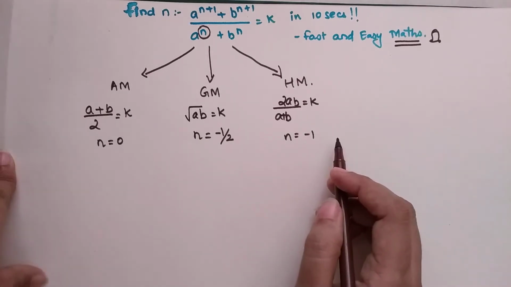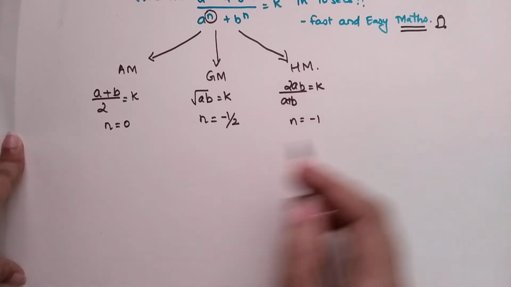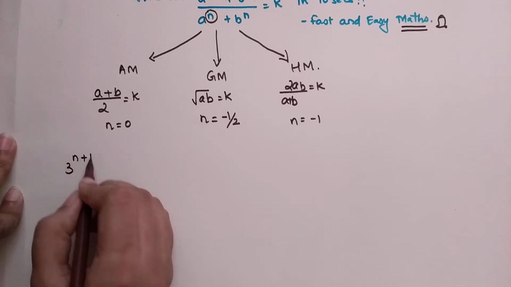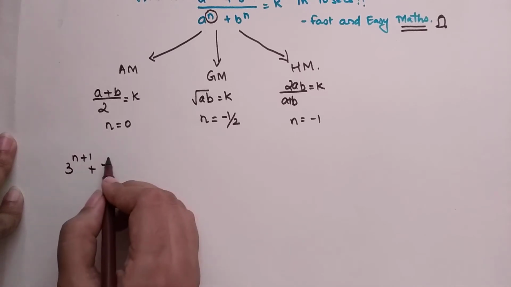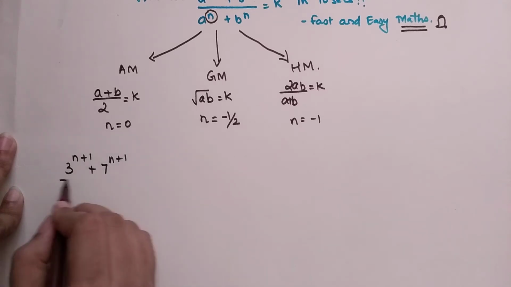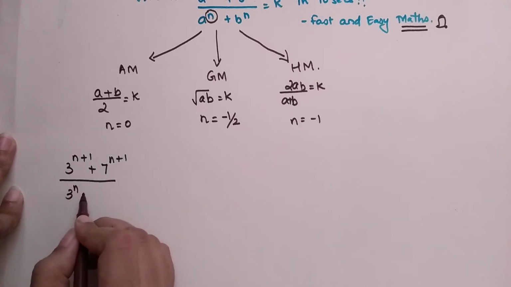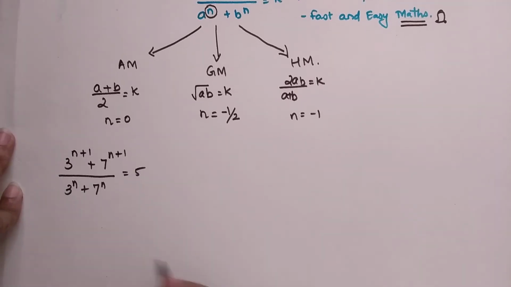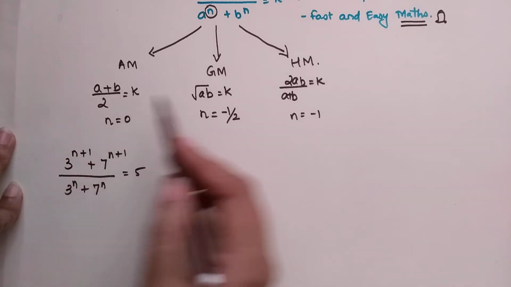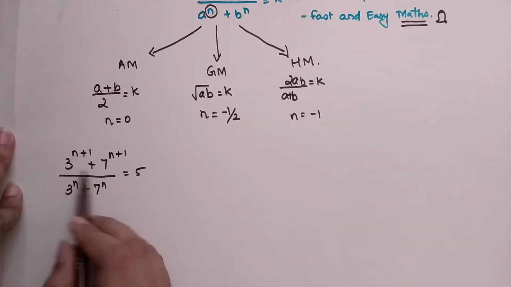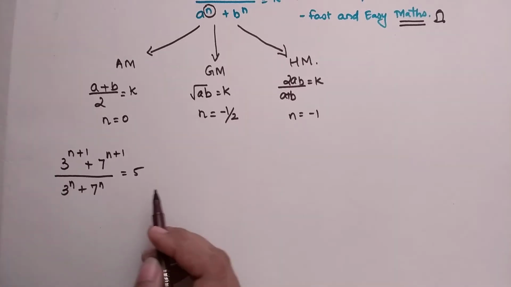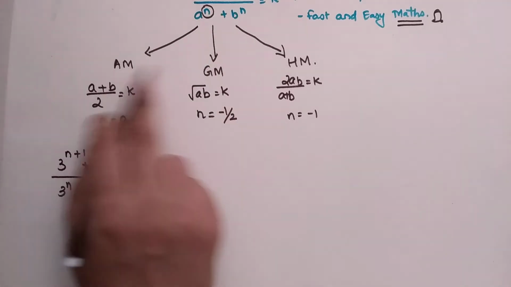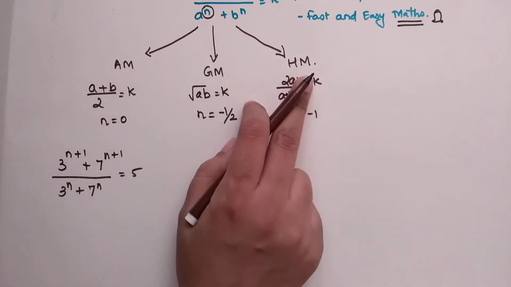Understood? So now very quickly let's see how we are going to use this formula. 3 raised to n plus 1 plus 7 raised to n plus 1 upon 3 raised to n plus 7 raised to n is equal to 5. Now let's see whether we are getting an arithmetic mean, geometric mean or harmonic mean. 3 plus 7 is 10, upon 2 gets you 5. And trust me students, I will always request you to check first whether it is arithmetic or geometric, because that is much easier to calculate compared to the harmonic mean.